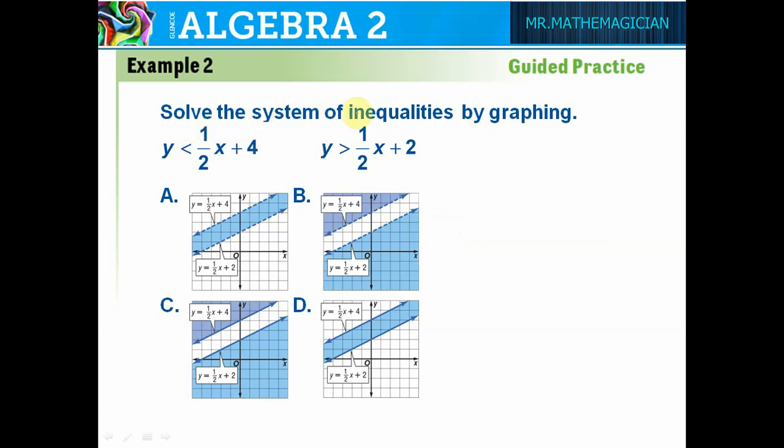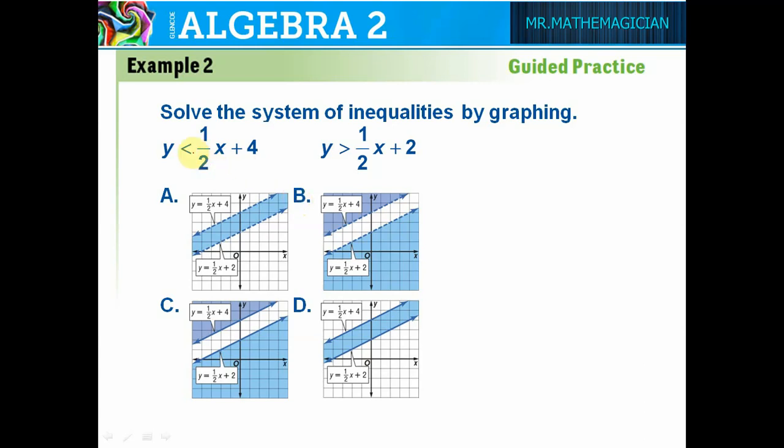Solve the system of inequalities by graphing y smaller than half x plus 4 and y greater than half x plus 2. It's clear that the two lines have the same slope. This is half and this is half. Both are dashed lines, so we cannot choose C or D. We are between A and B now.